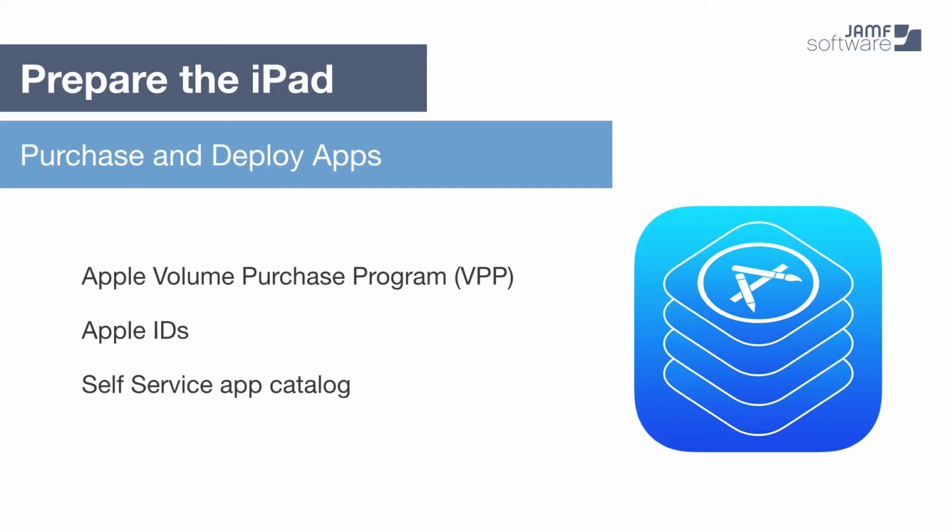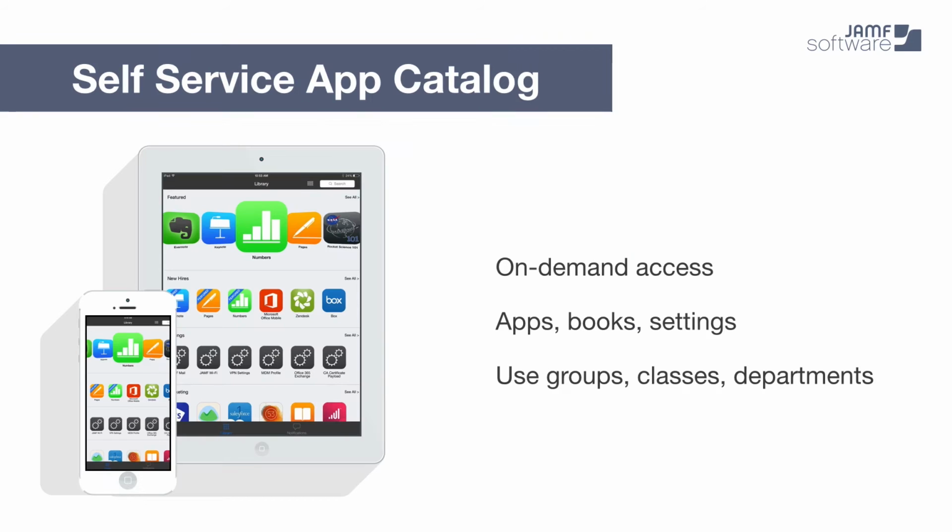And this is where we can take advantage of our self-service app catalog. So think of the self-service app catalog as your school's personally tailored catalog of apps, books, and even settings. This provides on-demand access for students, teachers, and staff so that they can choose which apps they want to install and install that on their own without having to file an IT help ticket or without needing any special permissions.